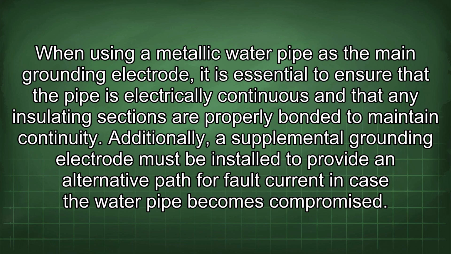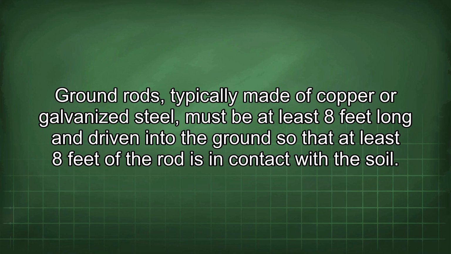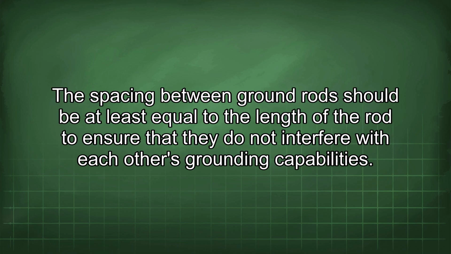When using a metallic water pipe as the main grounding electrode, it is essential to ensure that the pipe is electrically continuous and that any insulating sections are properly bonded to maintain continuity. Additionally, a supplemental grounding electrode must be installed to provide an alternative path for fault current in case the water pipe becomes compromised. Ground rods, typically made of copper or galvanized steel, must be at least 8 feet long and driven into the ground so that at least 8 feet of the rod is in contact with the soil. The spacing between ground rods should be at least equal to the length of the rod to ensure that they do not interfere with each other's grounding capabilities.